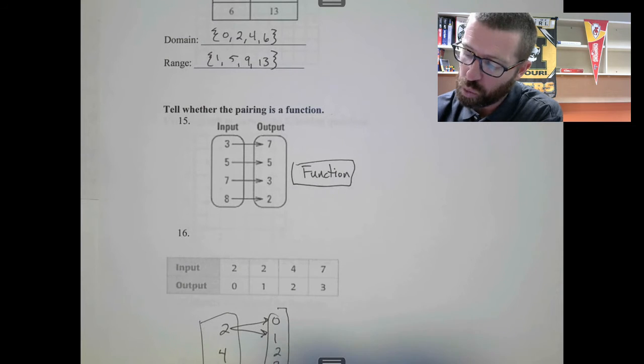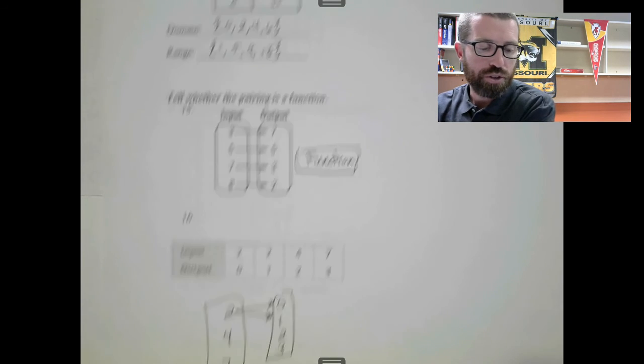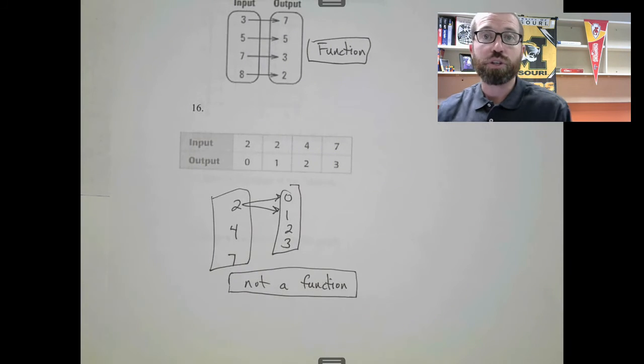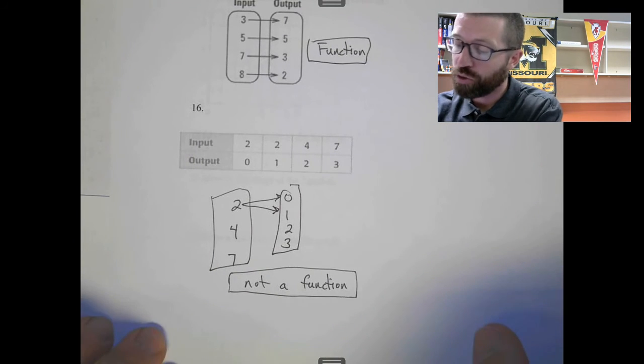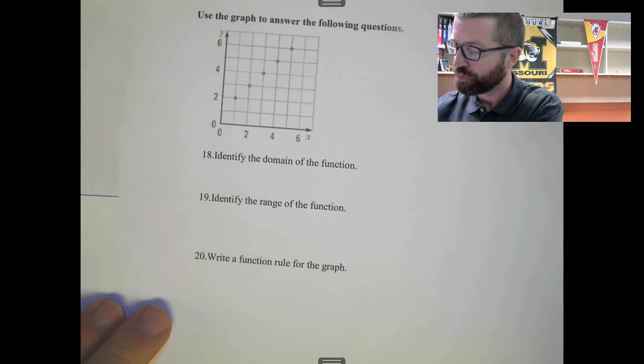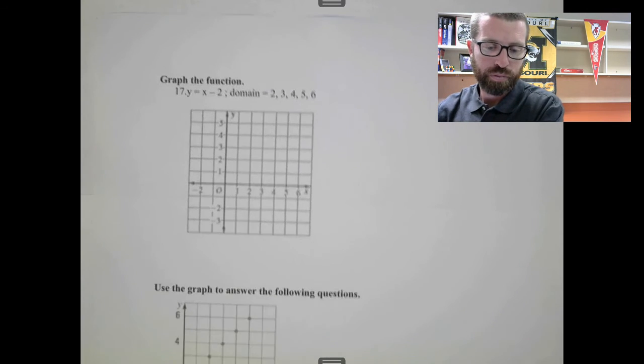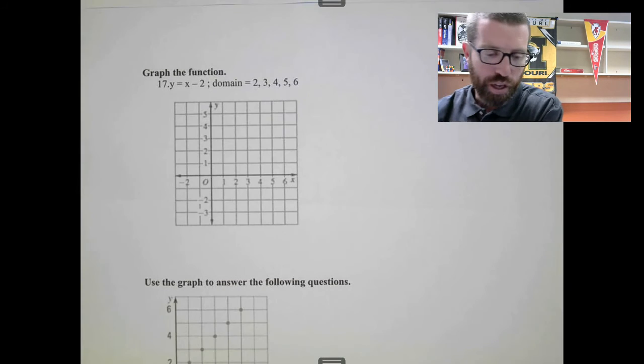Remember, it's okay for the y values to be the same, but it's not okay for the x values to be the same and to go to two different y values, or for the inputs to be the same and to go to two different outputs. Okay, remember to pause the video if you need to.